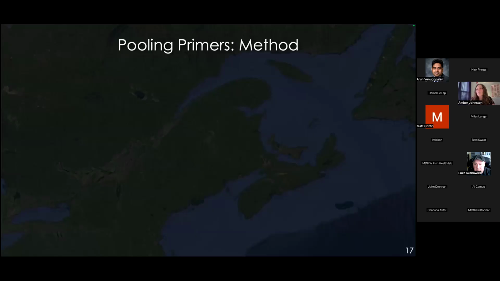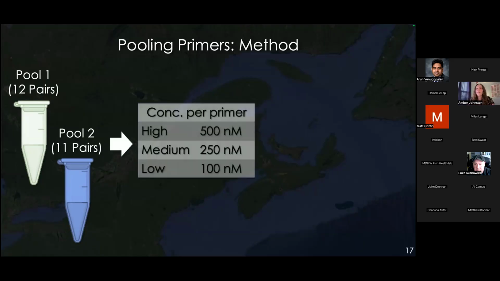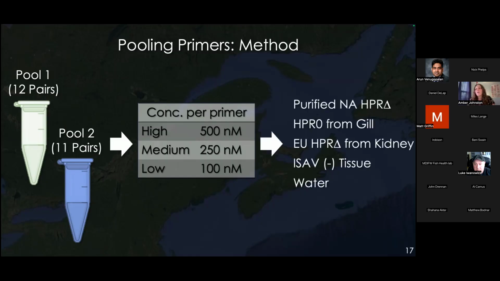Encouraged by that success, we moved on with the next step of testing how these oligos behaved when they were all pooled together. 11 and 12 primer pairs is a boatload of primer to put into one pool, so we just wanted to make sure that things were working as they should. We tested this at 3 concentrations, 500, 250, and 100 nanomolar per primer, and we screened each pool at each concentration on the same samples we used in the previous preamp experiments. And amplified products were again analyzed using a fragment analyzer.